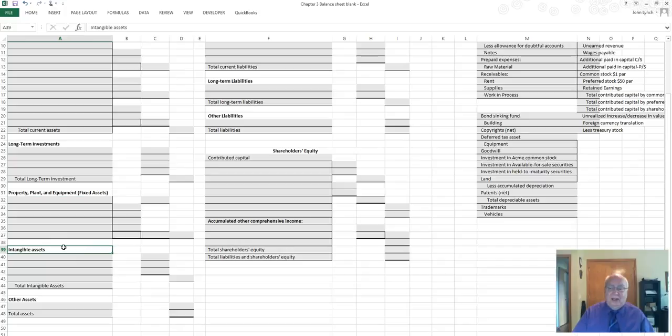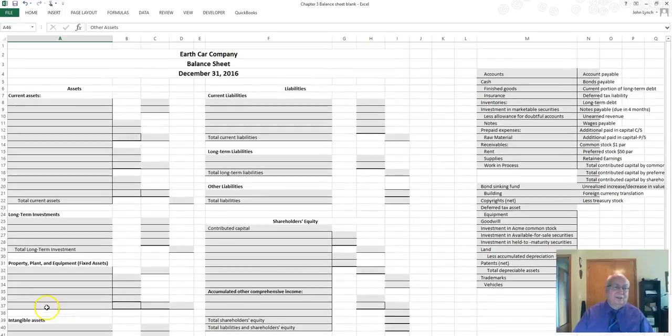Then we have intangible assets. Intangible assets are ones that you have control over, but you don't physically own anything, and we'll give some examples of that, and we'll go over that a little bit. And then the last category is other assets, and these are assets that don't fit in any place else, which we'll cover in a second.